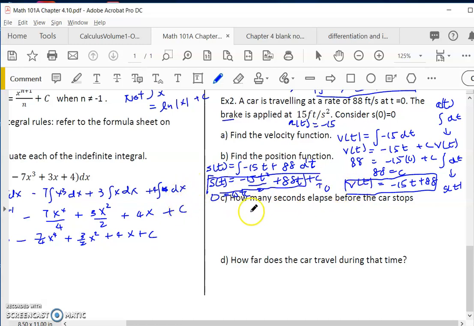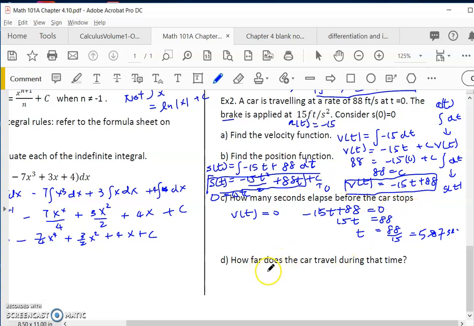How many seconds before the car stops? Whenever the car stops, you know that v of t is equal to 0. So my v of t, negative 15t plus 88, equals 0. That means 15t equals 88, so t is equal to 88 over 15, approximately 5.87. So if you apply a brake like that, it would take that long to actually stop.